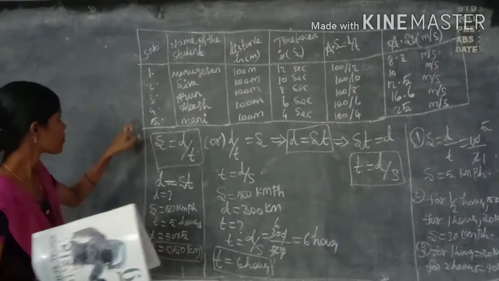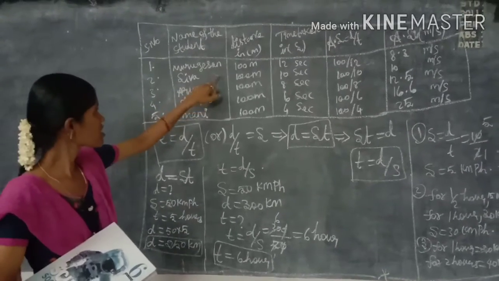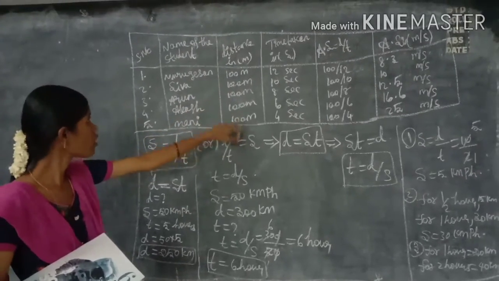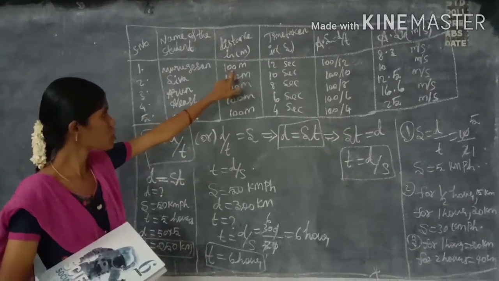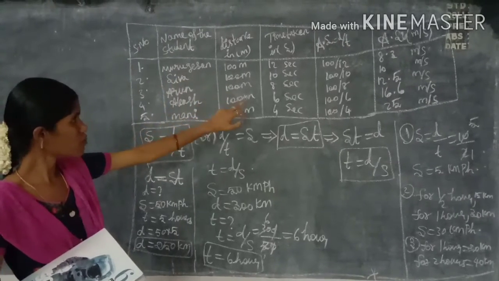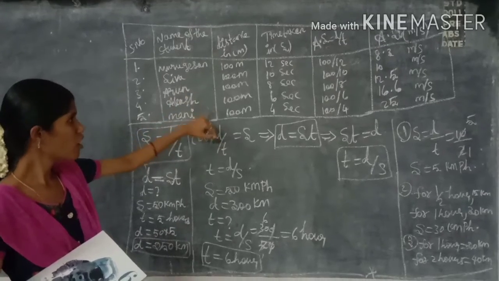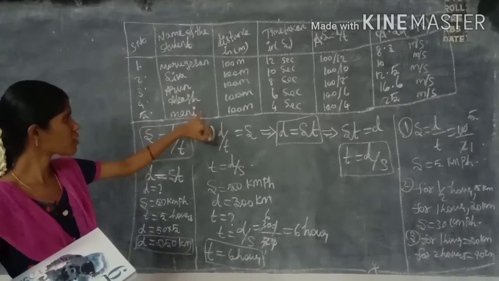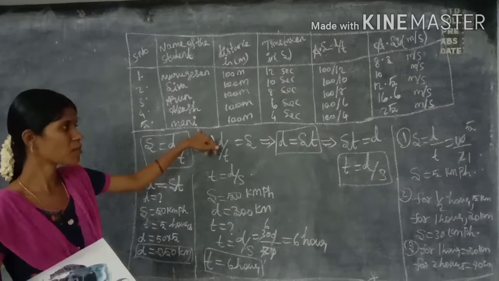The 5 members are Murukeshan, Siva, Arun, Akash and Mani. They cover a distance of 100 meter. For all of them the distance is the same, but the time taken is different. For Murukeshan the time taken is 12, so distance by time is 100 by 12, which is equal to 8.3 meter per second. For Siva it is 100 by 10, so the speed is 10 meter per second. For Arun the speed is 12.5 meter per second. For Akash it is 100 by 6, which is equal to 16.6 meter per second. For Mani it is 100 by 4, so the average speed is 25 meter per second.